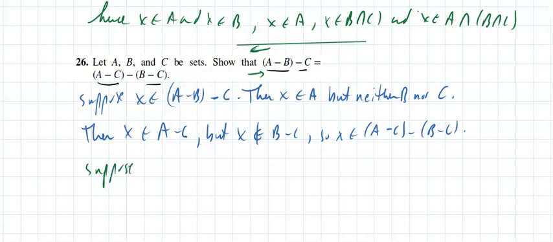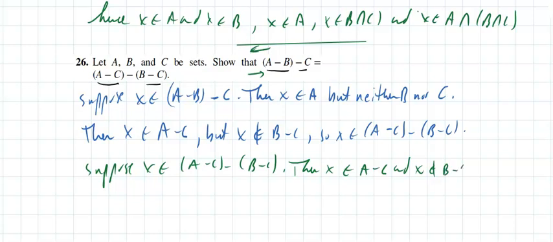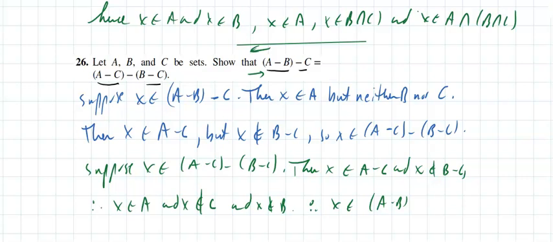Suppose X belongs to A minus C, this set, minus B minus C. Well, then X belongs to A minus C, and X does not belong to B minus C. Therefore, X belongs to A, and X does not belong to C for sure, and X does not belong to B. Therefore, X belongs to A minus B because of the first two, minus C because it's not in there either. And that's the other direction.